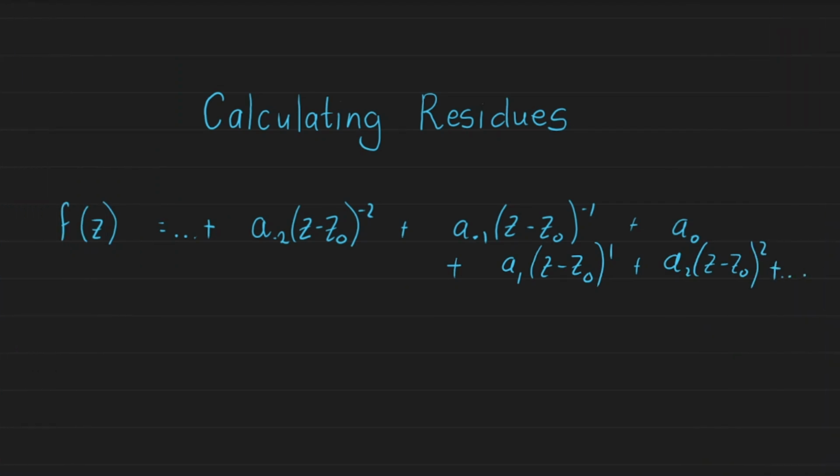Hi there. In this video, we're going to talk about how to calculate residues. We had seen in the last video something called the Laurent series, and the Laurent series was written as is on the screen right now, where we had some terms in which the exponents were negative and positive. And this was specifically for the region in which we wrote our circle of convergence with a singular point inside the circle.